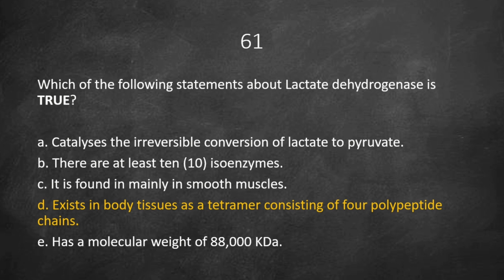Then if you take option C, it says it's found mainly in smooth muscle. This is also incorrect. LDH is widely distributed in many tissues, including the heart, the liver, the kidney, skeletal muscles, and red blood cells. So it's not specifically concentrated in smooth muscles. Then if you look at option D, it says exists in body tissues as a tetramer consisting of 4 polypeptide chains. So this is correct. LDH exists as a tetramer composed of 4 polypeptide chains, which can be a combination of 2 types of subunits.